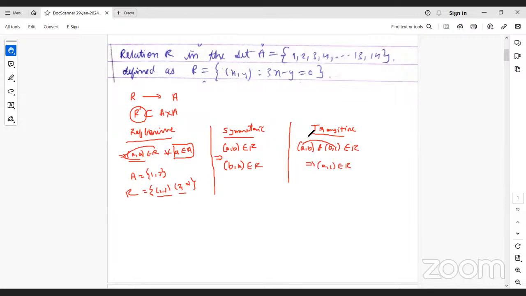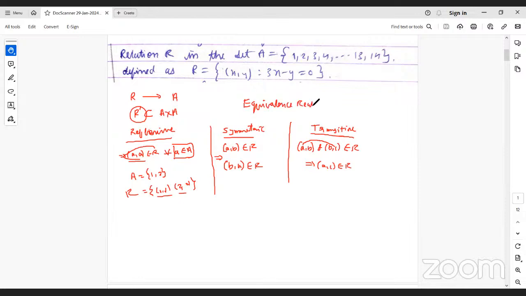If (a, b) and (b, c) belong to R implies (a, c) belongs to R, then we say the given relation is transitive. And if it exhibits all the three, that is reflexive, symmetric and transitive, then such a relation is called an equivalence relation.